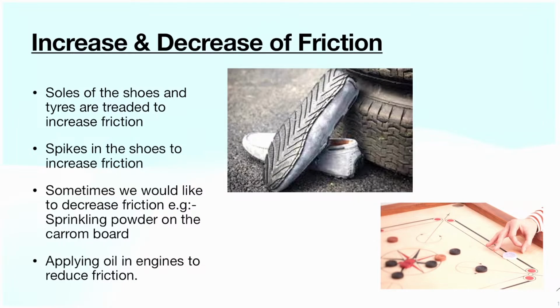Sometimes we not only have to increase the friction, there is a need to decrease the friction also. Let us see where we need to decrease the friction. For example, consider the carom board. The carom board is quite rough. When it is rough, when you strike, the pawns won't move according to your wish. But when you apply powder on the carom board, you decrease the friction on the board, so that when you strike, the pawns move easily and hit the pocket, and the chances of you winning are more. That's why when we play carom board, we usually apply powder on it.